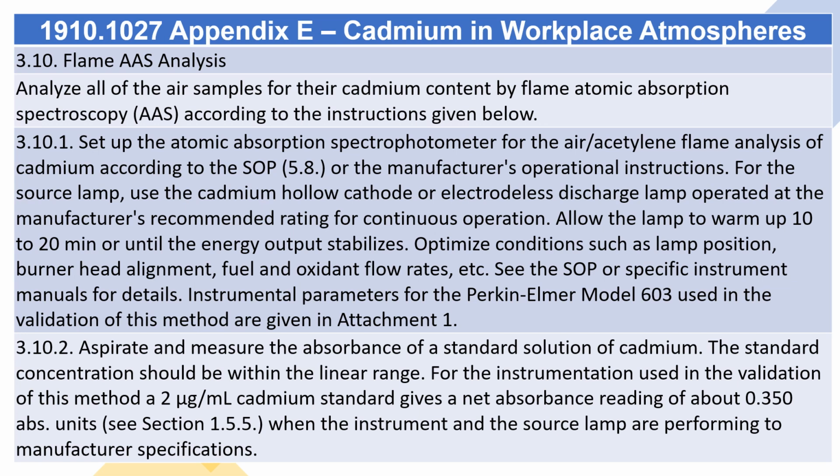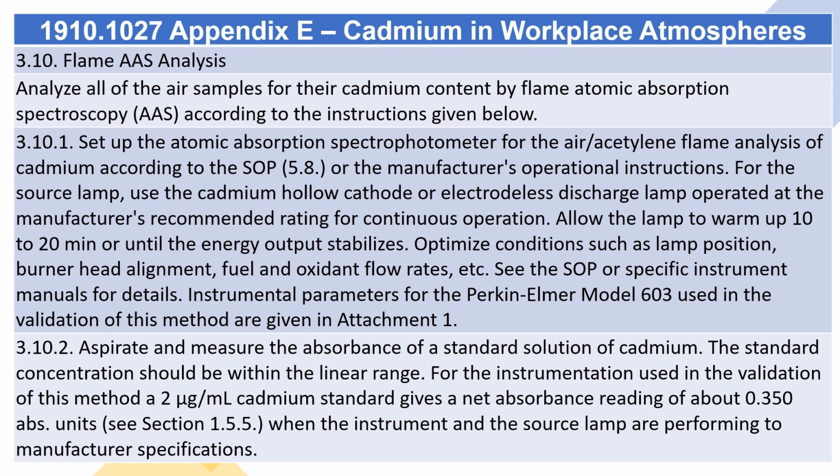Allow the lamp to warm up 10 to 20 minutes or until the energy output stabilizes. Optimize conditions such as lamp position, burner head alignment, fuel and oxidant flow rates, etc. See the SOP or specific instrument manuals for details. Instrumental parameters for the Perkin-Elmer Model 603 used in the validation of this method are given in Attachment 1.